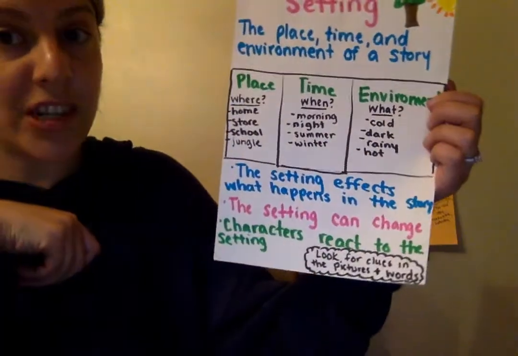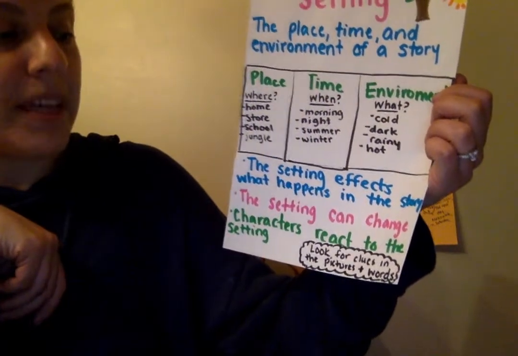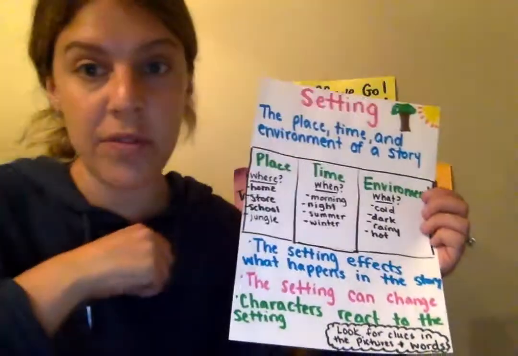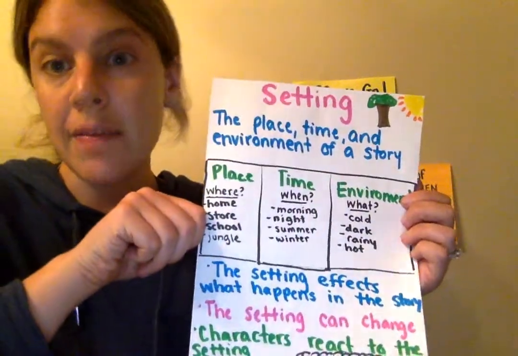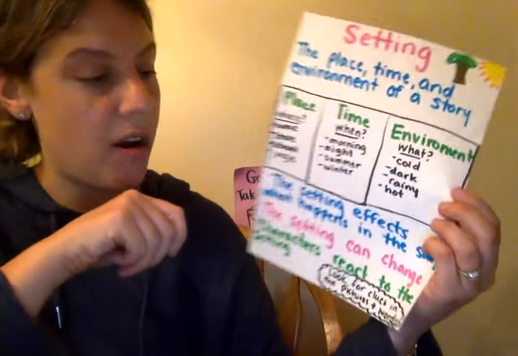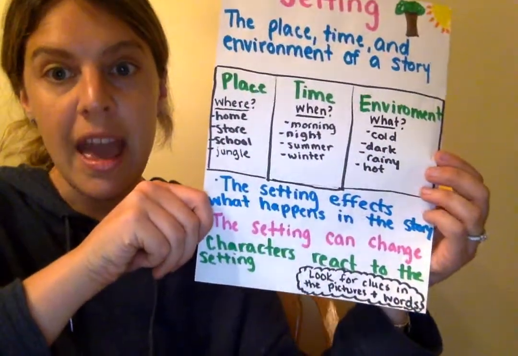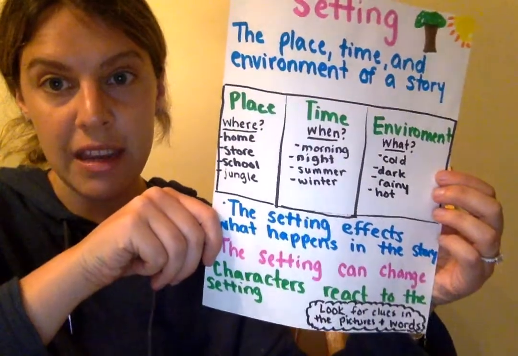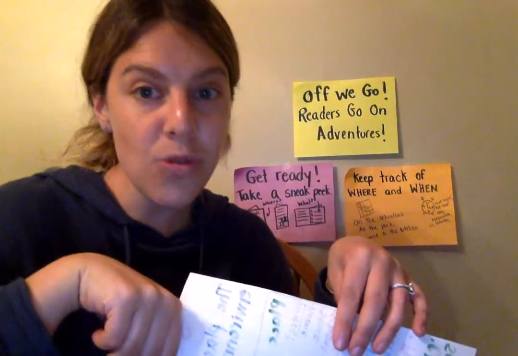The setting can change, which we know. And characters react to the setting. They react differently in different situations. Wherever they are, they act differently depending on what time of day it is or where they are. So readers look for clues in the pictures and in the words to pay attention to the setting. It might say, one summer day, or one dark night, or on the school bus. Words like that help you know where the story is taking place.